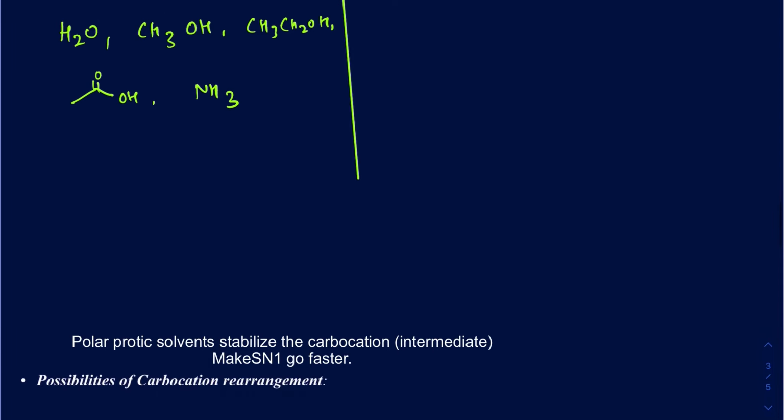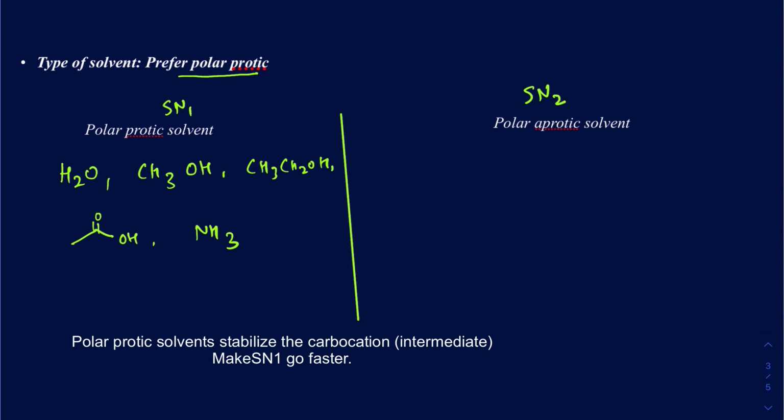These are the most common polar protic solvents you're going to be looking into. And obviously your polar aprotic solvents are like acetone, and you got DMSO, and then you have DMF, ether, and then you can also talk about acetonitrile. So those are your polar aprotic solvents.